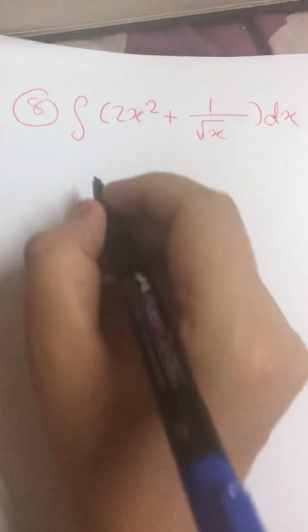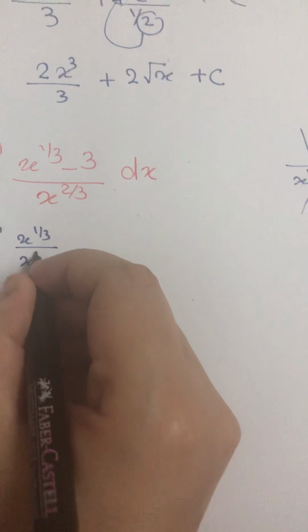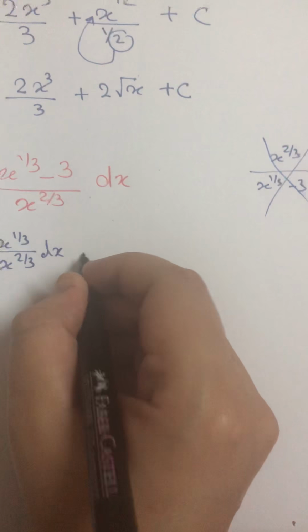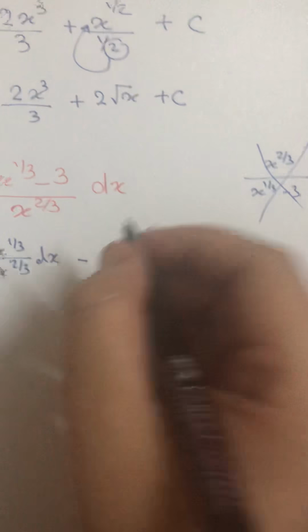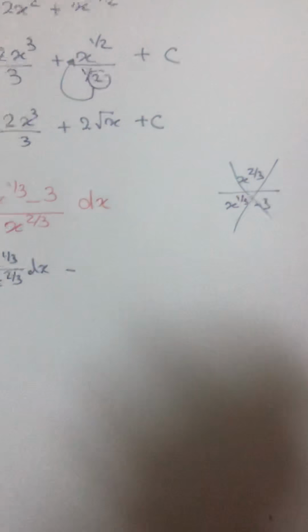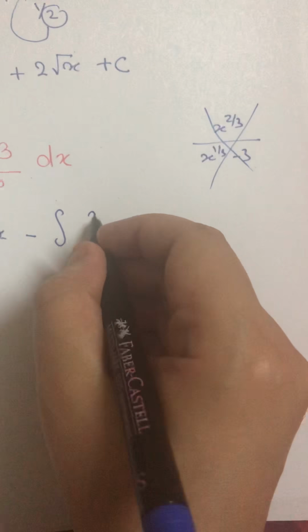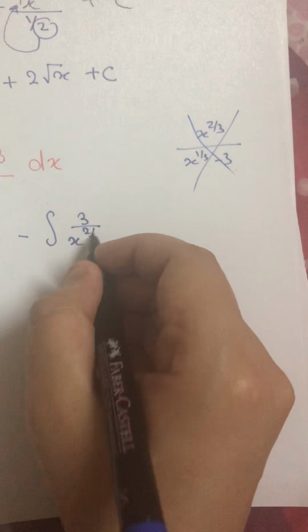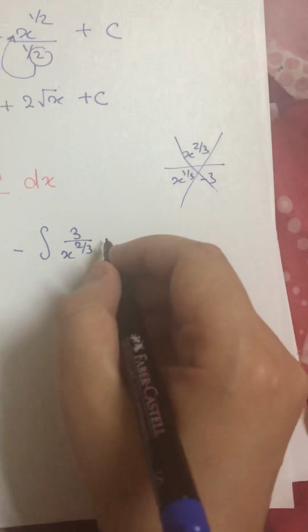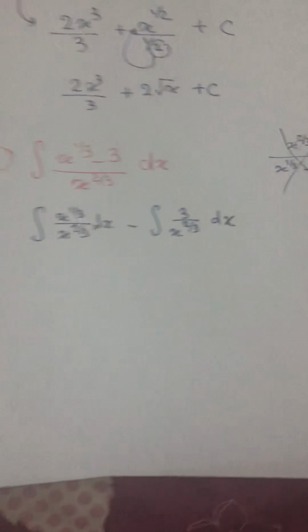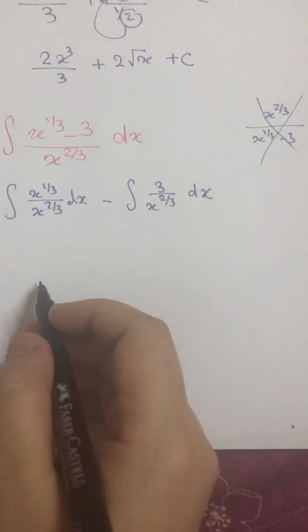So for this question, I can change it this way: integral of x to the power 1 over 3 over x to the power 2 over 3 dx minus 3 over x to the power 2 over 3. If I take the 3 out, it would be 1 over this dx. Not to confuse you, I will leave the 3 in. So x to the power 1 over 3 over x to the power 2 over 3 will give me x to the power of negative 1 over 3.